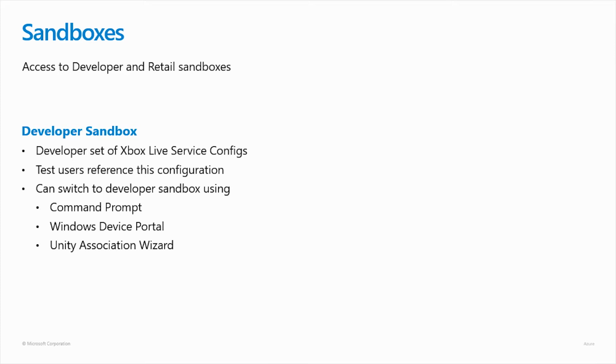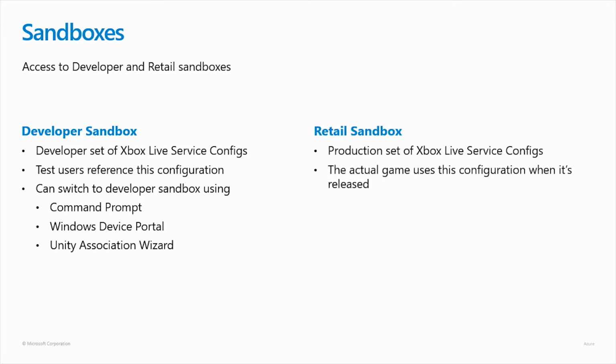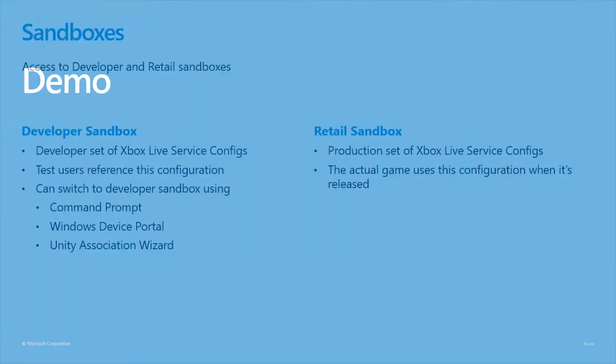Now, whenever you publish your game or you make an update to your game, Xbox Live will automatically copy the most up-to-date Xbox Live service configuration in your developer sandbox and move it to your retail sandbox. So when your game is released, this is the service configuration that your live gamers will be using and referencing. So these are the major fundamentals that we're introducing when developing with Xbox Live. So let's hop into our demo.